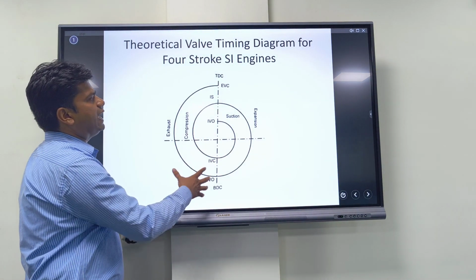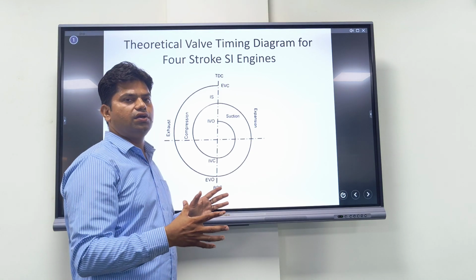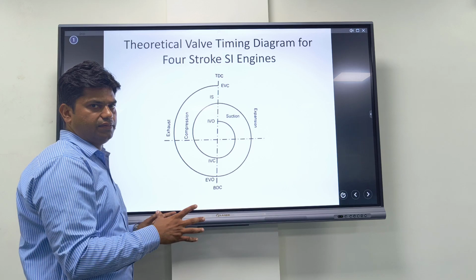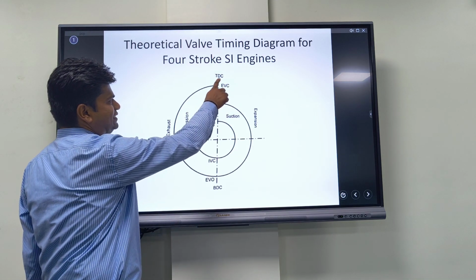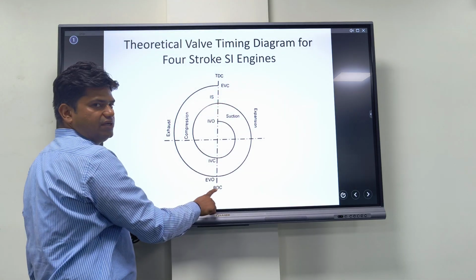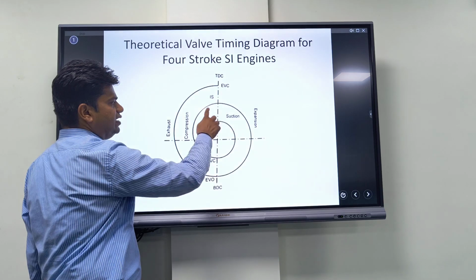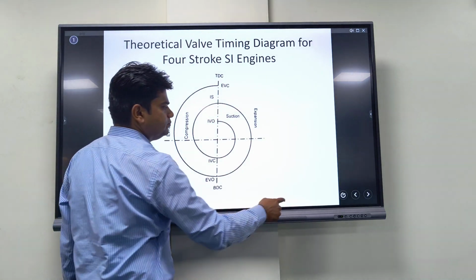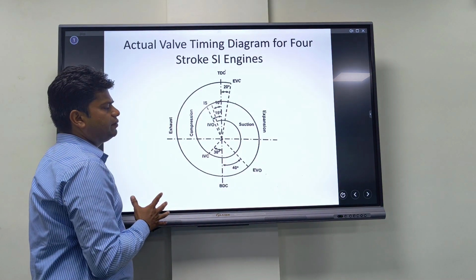This one is the valve timing diagram. The valve timing diagram is used to open and close the valve at the correct time in an IC engine. Here it shows the TDC, top dead center, to BDC, bottom dead center. This is the cycle of the valve timing diagram. This is the actual valve timing diagram.